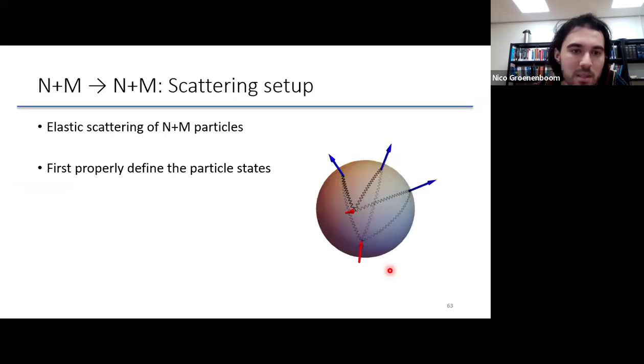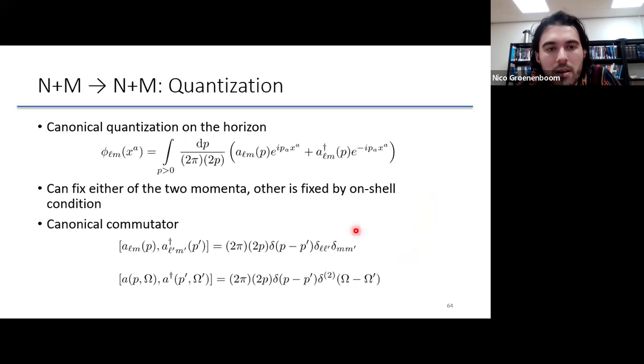So the setup that we consider is elastic scattering of n plus m particles, where the n refers to the amount of particles that go into the black hole, and the m the amount of particles that go out, and they will have some gravitational interaction. And to do so, we now first want to properly define the particle states, which is something we didn't do before, but felt necessary at this point.